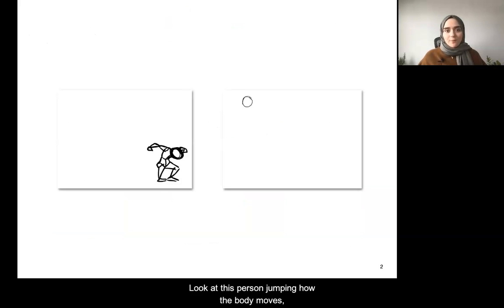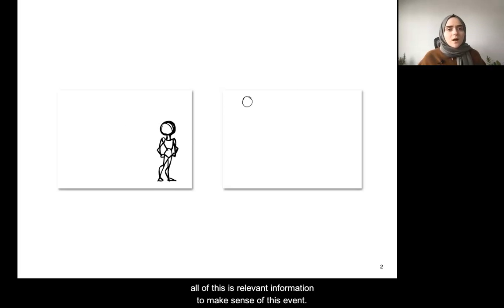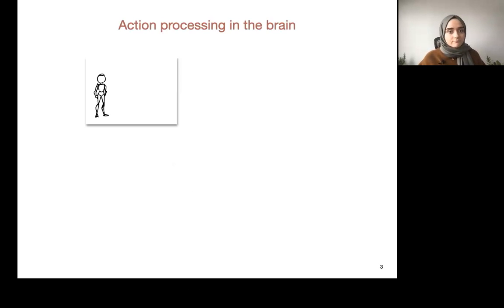Look at this person jumping. How the body moves, the kinematics, the goals of this person, all of this is relevant information to make sense of this event. What about a ball moving in a very similar way? Like the person's jumping, the ball followed a certain trajectory and bounced away, but it doesn't have goals or a body. So how are these events represented in the brain?